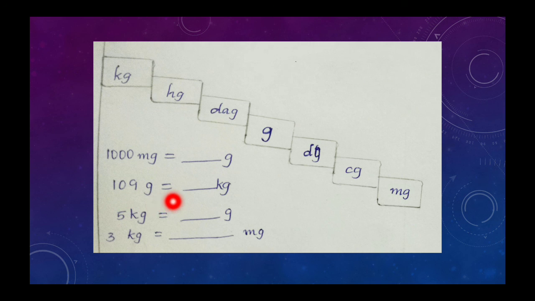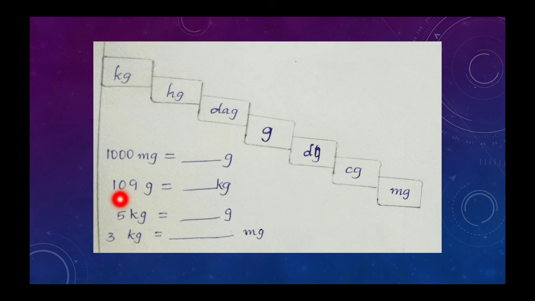109 gram is equal to dash kilogram. The problem is conversion from gram to kilogram. Again, smaller unit to larger unit. We have to divide each step by 10. What does each step by 10 mean, how will you divide? You have to divide 109 by 1000 because you have to move 3 steps, no? So 10 into 10 into 10. So you have to divide 109 by 1000.